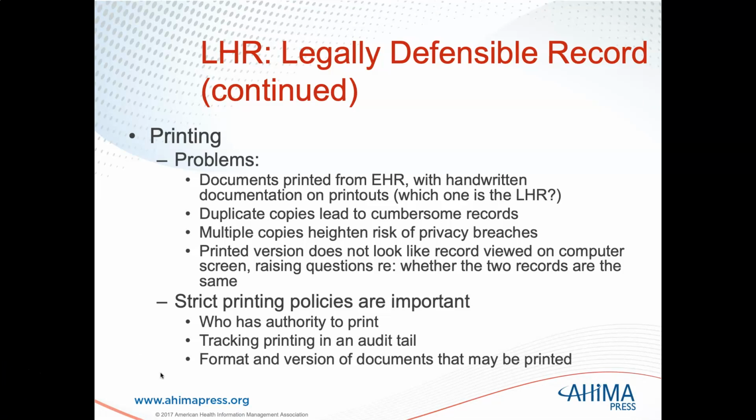Now we're on to printing, and it gives us a list of problems. Most organizations have strict printing policies, not just because of these problems, but also because of the cost of paper and the fact that it's hard to control where paper goes and all of that. So if there is printing, they limit who has the authority to print. It has to be tracked in an audit trail, and then the format and versions of the document are typically on it.